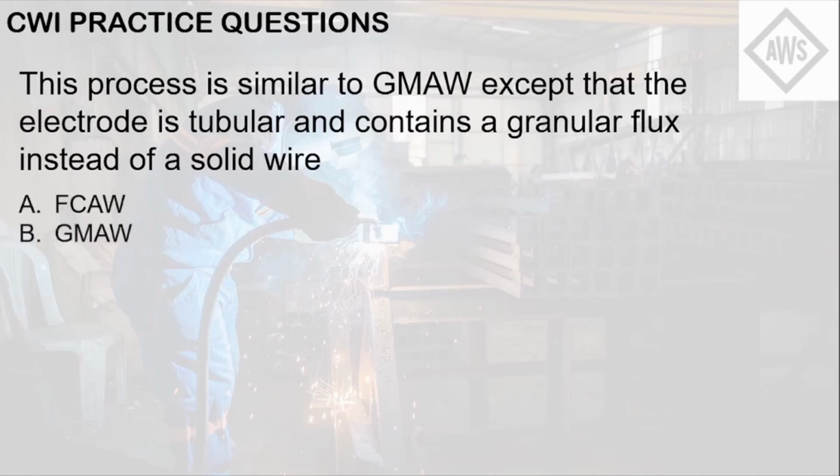Letter B, GMAW. Letter C, GTAW. Letter D, SMAW. So you can immediately cancel out GMAW here. GTAW is gas tungsten arc welding, so it's not the correct answer because it consists of a tungsten electrode with a filler rod. SMAW is not a continuous welding process or a continuously feeding electrode process, so that's not the correct answer.